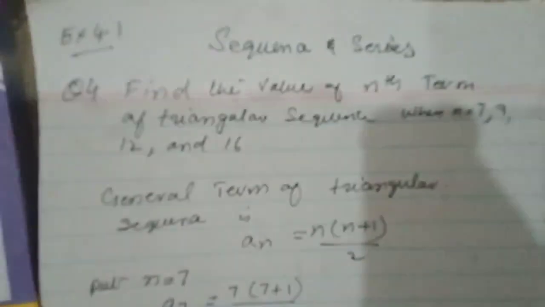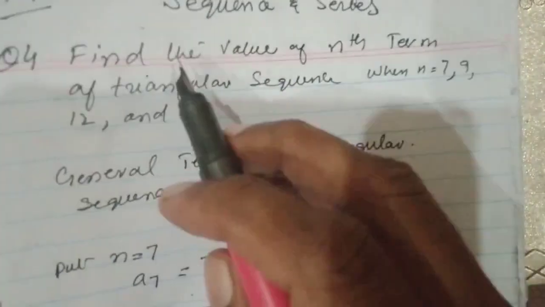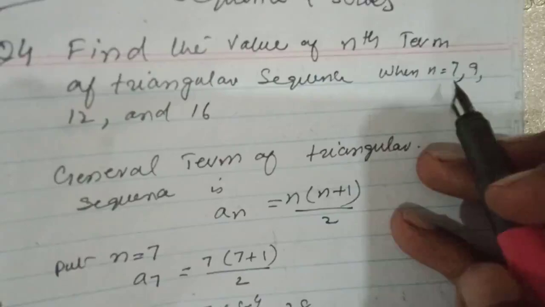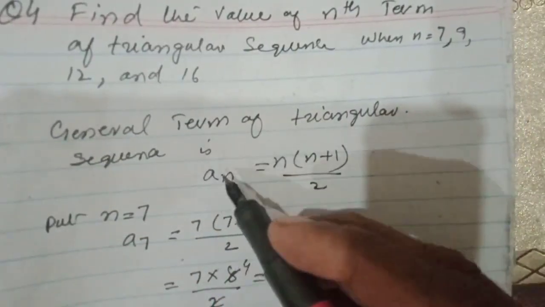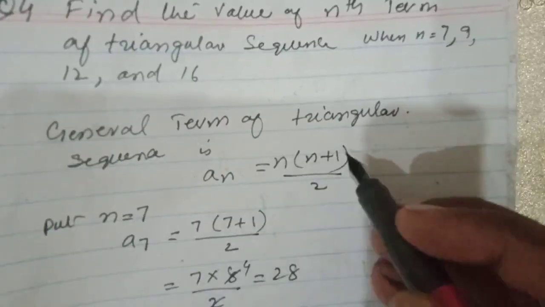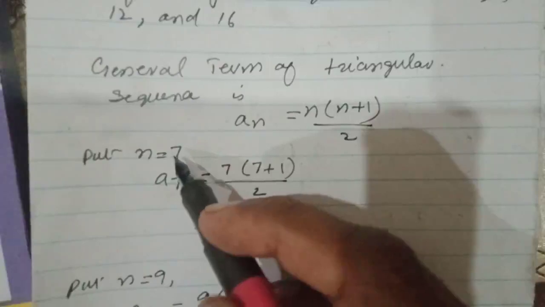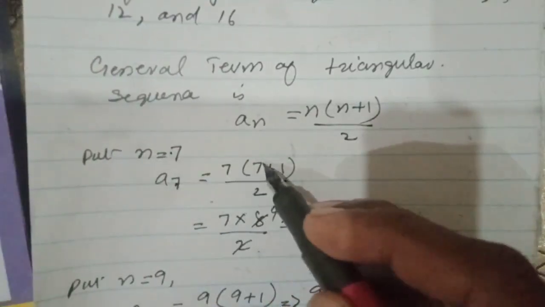Now you have been given a triangular sequence. Now the question is: find the value of the nth term of the triangular sequence when n is equal to 7, 9, 12 and 16. The general term of the sequence, I have already told you, is n(n + 1)/2. Now we are given n equal to 7. Put n equal to 7, a7 will then be 7 multiplied by (7 + 1)/2.